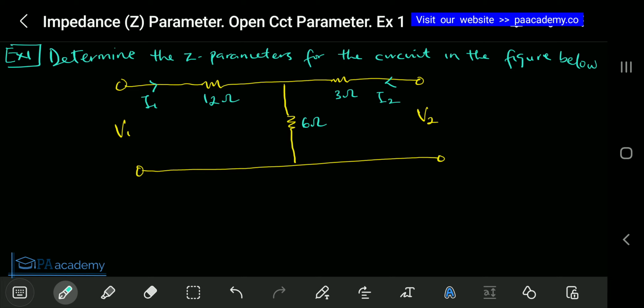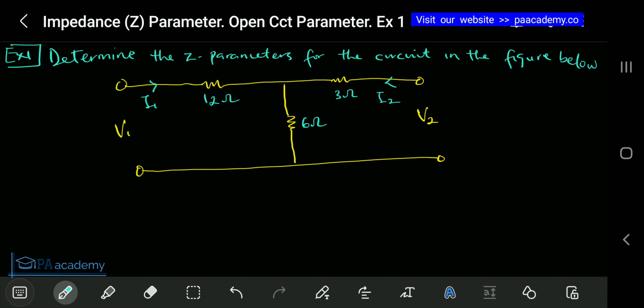So right now we are going to be learning how to solve questions on Z parameters. Exactly. So this is the first example. In the first one we talked more like an introduction to what Z parameters are, and the equations and formula associated with it. So now let's look at how to solve questions that deal with Z parameters. So let's look at this question.